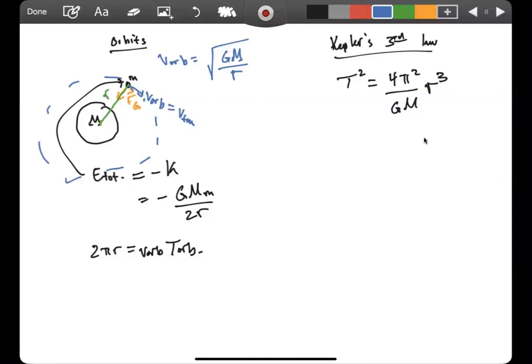So yeah, that's it. These are all the equations that you would need for Monday's exam.